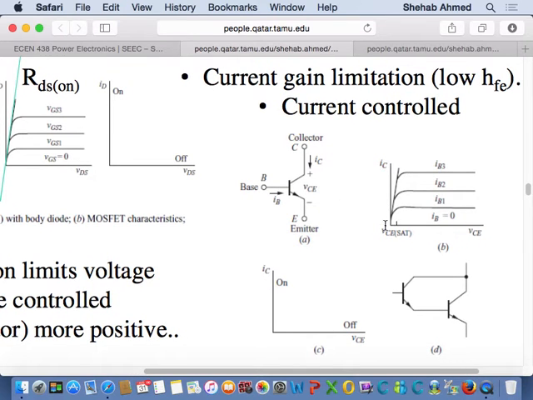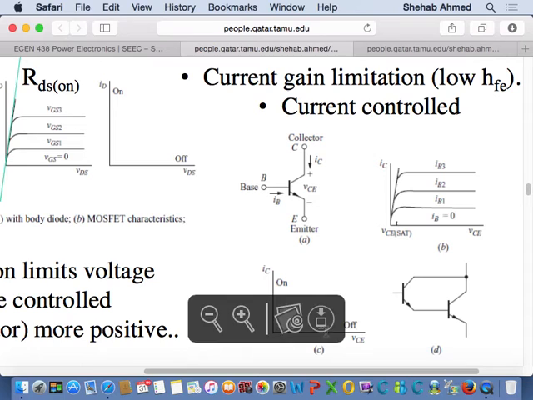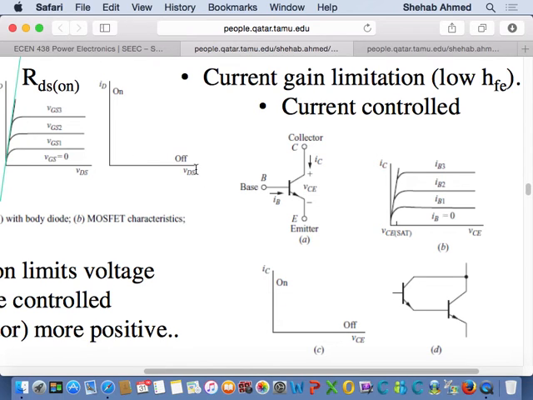For the BJT, we have the IC and VCE curves, and we do the same thing. We operate in saturation and cutoff. We don't operate in the linear region. So the switching characteristics look exactly the same for a MOSFET and a BJT. When the device is on, it's conducting current with no voltage across it. Off, and it blocks positive voltage. The BJT is the same thing. It blocks positive voltage. So if it's open and VCE is positive, it blocks it. It's able to block that voltage.